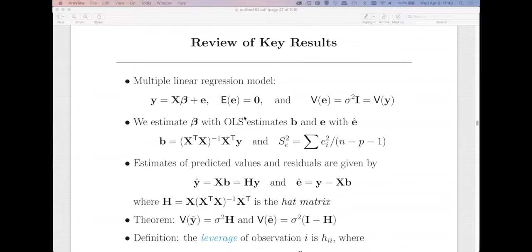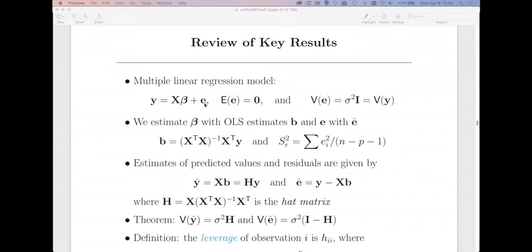I've summarized the key results of linear regression. So let me start with a concise statement of the model. So here is our model. We've assumed that y's are just some linear transformation of the x's plus some errors.